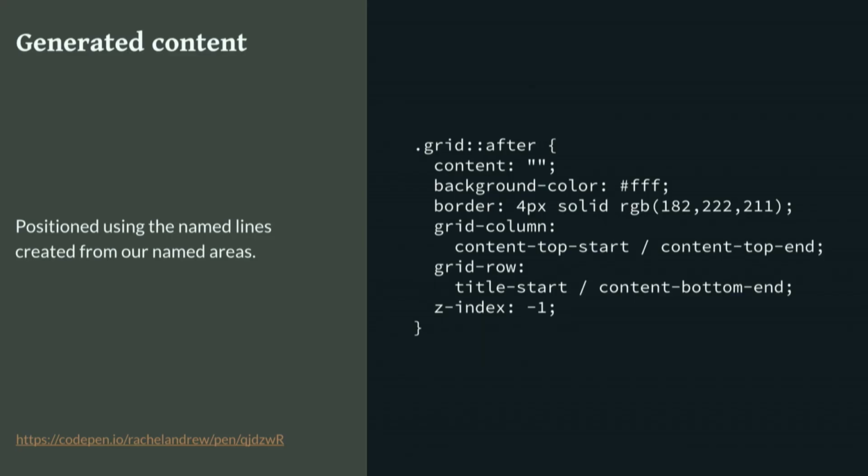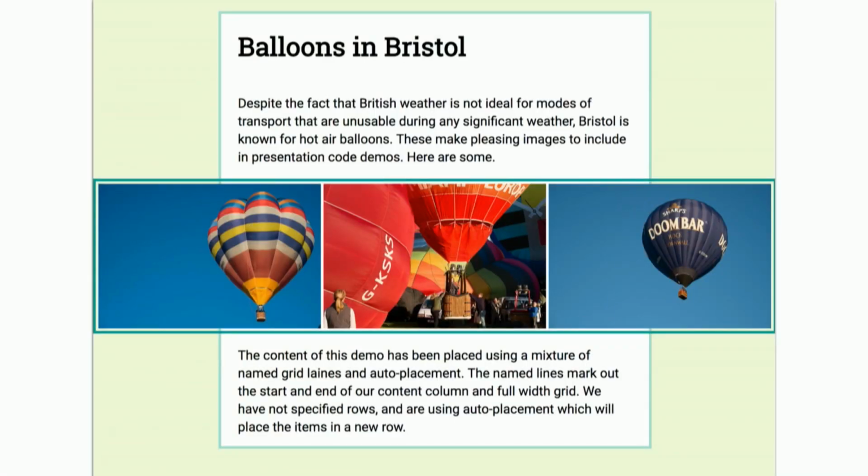I then use the line names to position some generated content. So I'm actually using some generated content, and I'm going to position that, sort of stretch that across that whole area. And what this also demonstrates, another feature of Grid, is you can place things into already occupied cells. So you can stack those things up, and you use the z-index, just like absolute positioning, to control the stack. And that gives us our apparent grid area background colour.